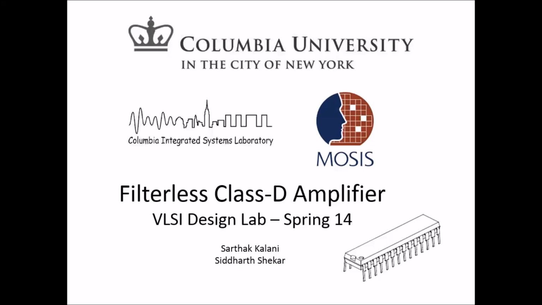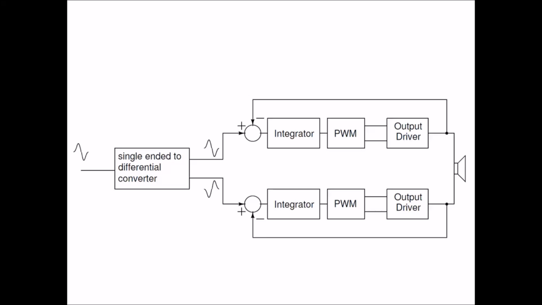The block level overview of the system is shown in this figure. The input comes in from the left and passes through a single-ended to differential converter, which generates two outputs. The first output is exactly in phase with the input, whereas the second output is exactly out of phase with the input. Both of these outputs pass through two channels that are the same in all respects to each other.